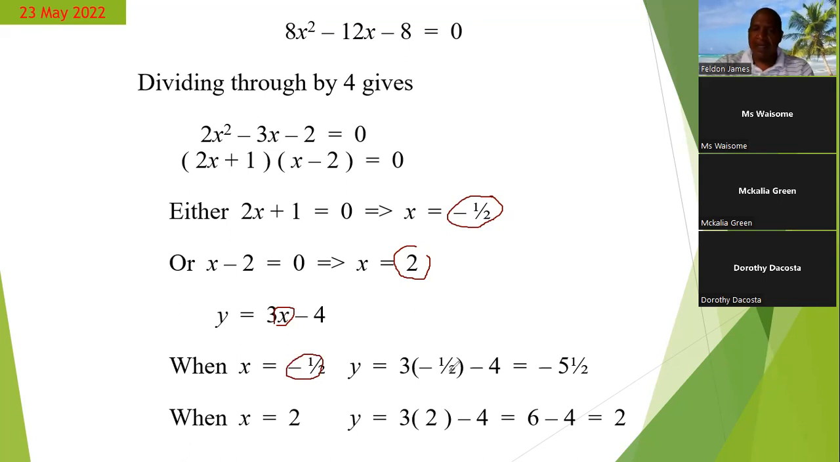You multiply by the 3, so 3 times negative a half, then minus 4. This is one value for y. When x equal 2, you have 3 times 2 minus 4, which is 6 minus 4 give you 2. So that's the other value for y. So you have 2 values for x and 2 values for y. So that's how this equation is solved. Any question?